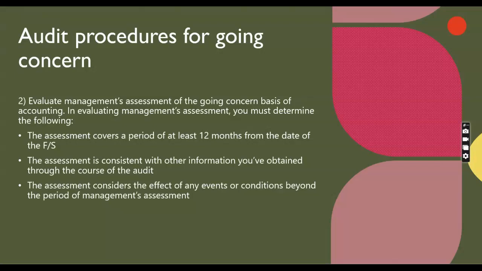Okay, so you want to ensure whatever management is providing to you is consistent with the other work you have done in the other section of the file. And also, the assessment must consider the effect of subsequent events. So if management is giving you an assessment, they must take into consideration subsequent events. So assuming subsequent to year end, they are going to be closing a line of business, management must not leave that out of the assessment. They need to include that subsequent event in their assessment. So make sure you are looking out for that management has included subsequent events in their assessment.